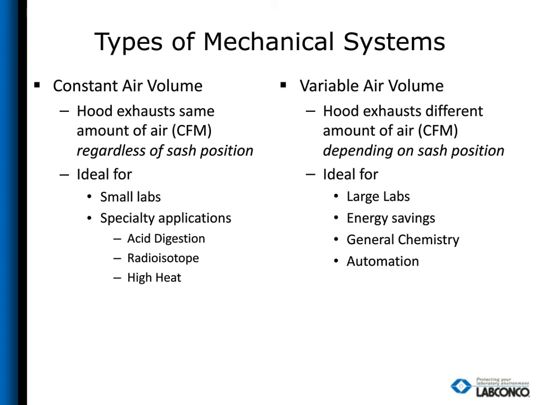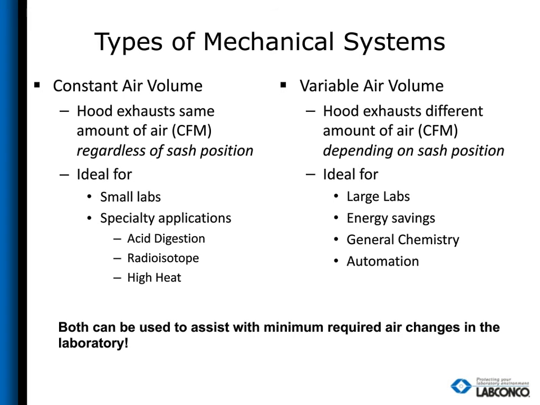These systems are best for large labs or general chemistry labs where the fume hoods are running all the time. And these systems usually feature a lot of automation. There are sensors that can be placed on fume hoods so that when it doesn't sense movement after a while, the sash will close and then automatically lower the volumetric flow and result in a lot of savings when the hood isn't in use. So these will have a larger upstart cost, but most likely save you a lot in the long run. And regardless of which mechanical system you have, either of these can and should be used to assist with lab air changes.